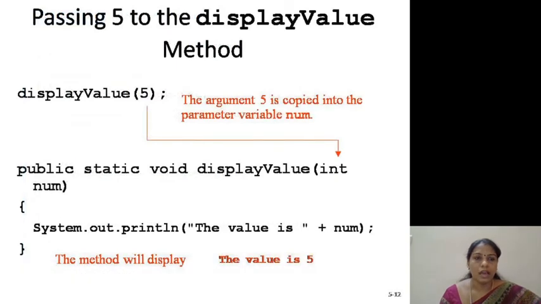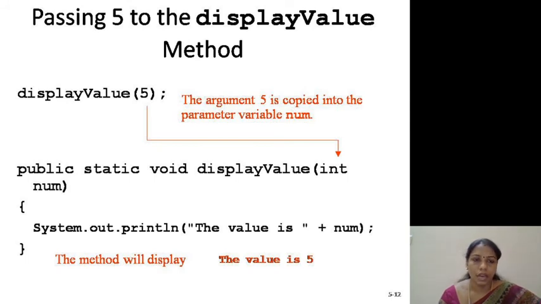And next, how to pass the values. In the previous example, we have not passed any values. Suppose if I want to pass value 5 in the sense, inside the parenthesis simply I have to specify the values, displayValue of 5. Here displayValue is the function name. Here in the function header, public static void displayValue int num. Here the argument 5 is copied into the parameter variable num.